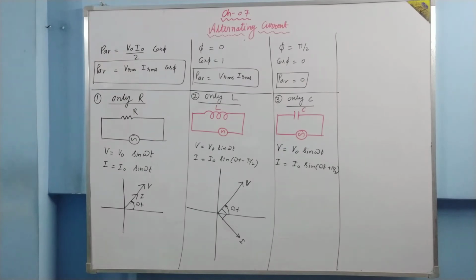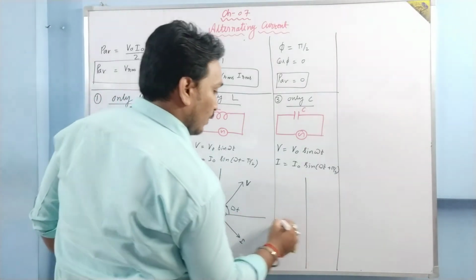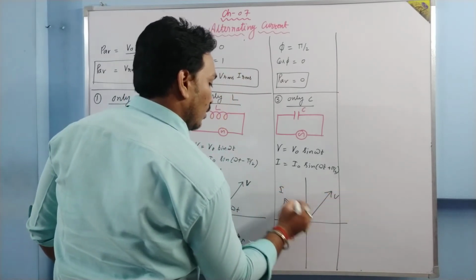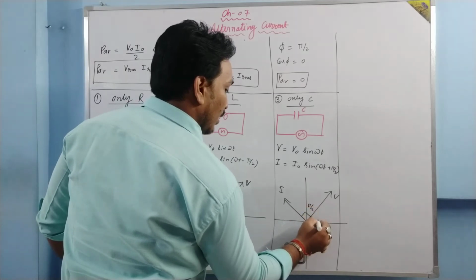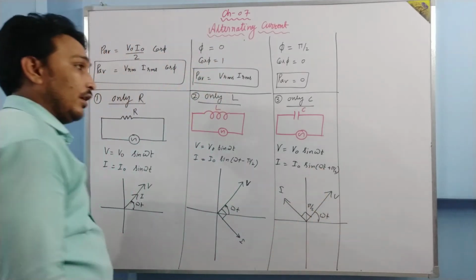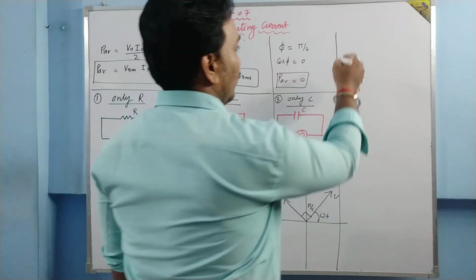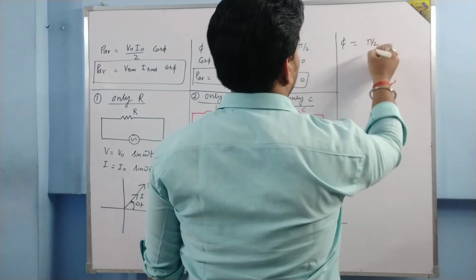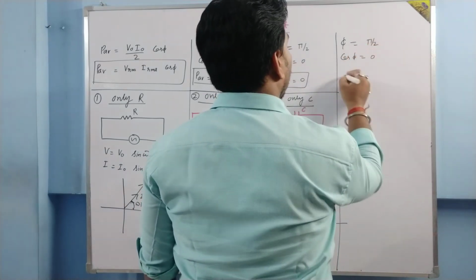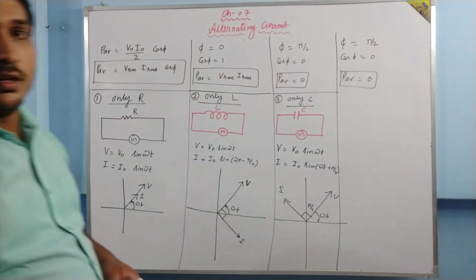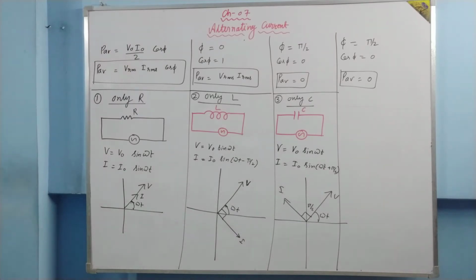Okay. How the phasor diagram looks like? The phasor diagram looks like this: this is your V and this is your I. This angle is pi by 2 and this is your omega t. How this has come? Again, you have to watch the previous lectures. In that, the answer is there. So in this case, the value of phi is what? Pi by 2. So cos phi is equal to what? 0. So average power is equal to 0. So for an ideal capacitor also, there is no power consumption in the circuit. Right? Okay.